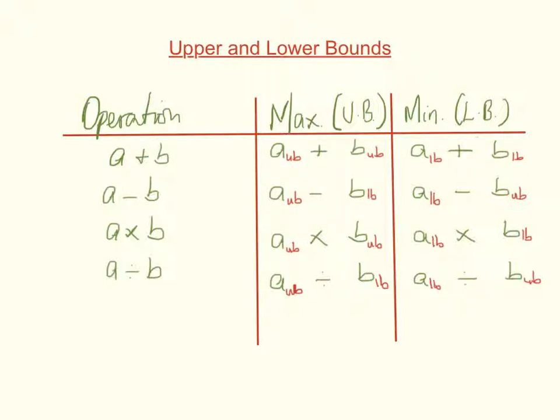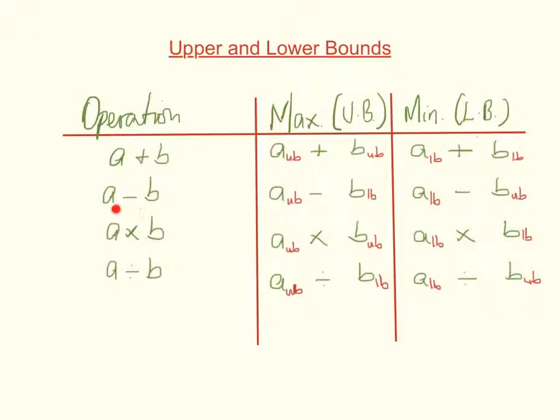Before I go ahead, let me explain this table to you. What this table basically means is, depending on the operation you're doing, whether you're adding, subtracting, multiplying, or dividing, if you're adding two numbers and you want to get the maximum possible value or the upper bound, then you need to add the upper bound of both numbers. You're going to see lots of UB and LB. UB means upper bound and LB means lower bound. If you want the smallest possible number, then you find the lower bound of both numbers and add them together.